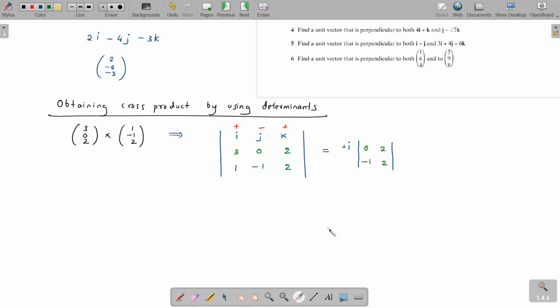Then the next thing I do is go to the next person. I first wrote with i, now go to j. What j do we have here? Minus j, not just any j but minus j. Once again do the exact same thing. Eliminate the row and the column with j. Do you see what's remaining? 3, 1, 2, 2. So that's the 2 by 2 matrix that multiplies here.